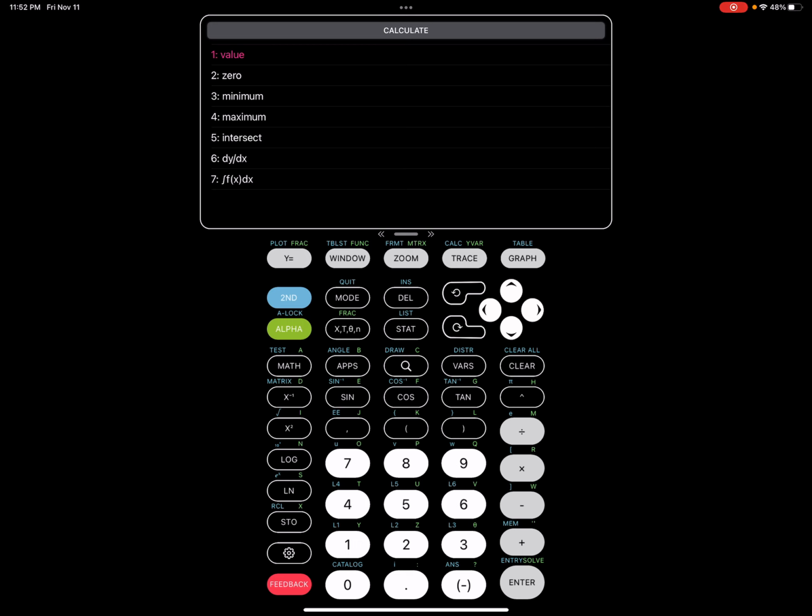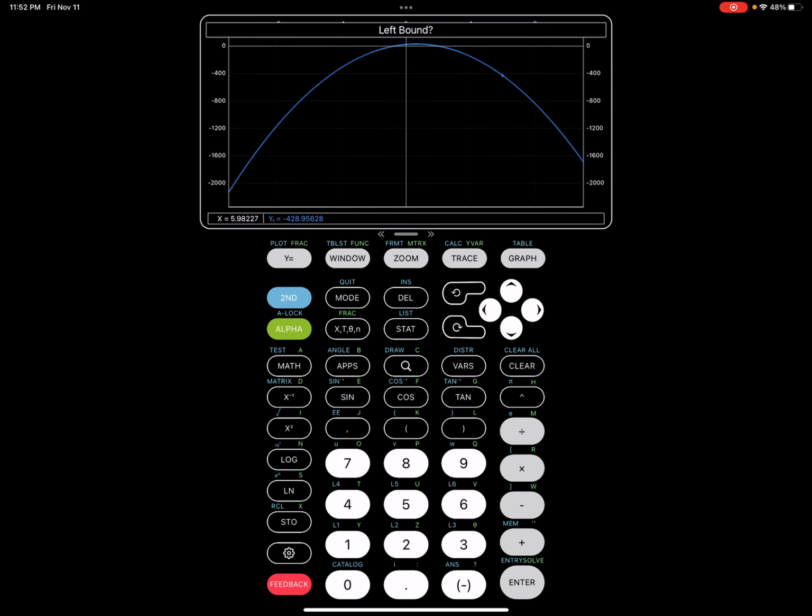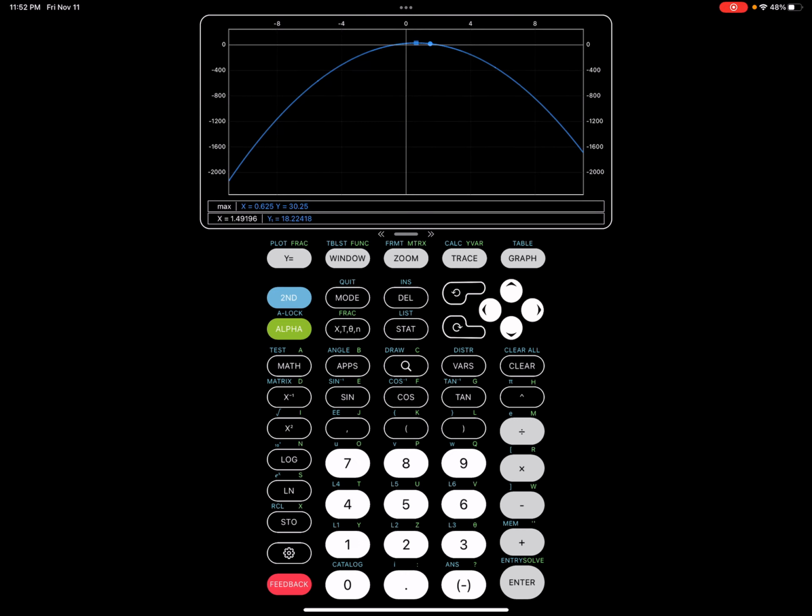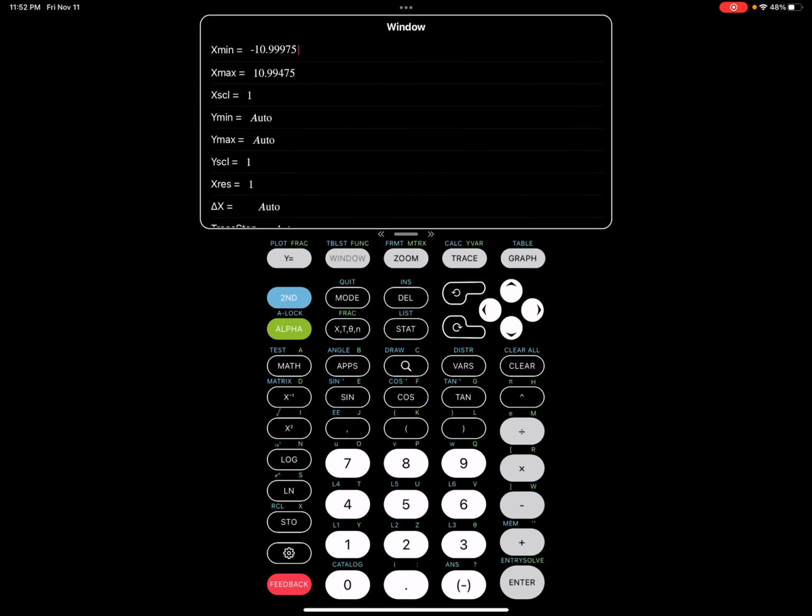We want the maximum of this parabola, so we will click maximum. Now it's going to ask for a left bound. Can you see that little dot moving around? I'm using my finger on my iPad to pick a left bound, meaning go a little bit to the left of the vertex. Once you do that, click enter. Then it's asking for a right bound, and I'm going to go a little bit to the right of the vertex, not too far. And I'm going to click enter. And there you go. It estimated the point of the vertex.